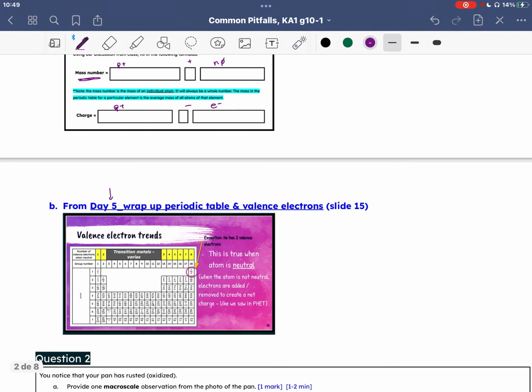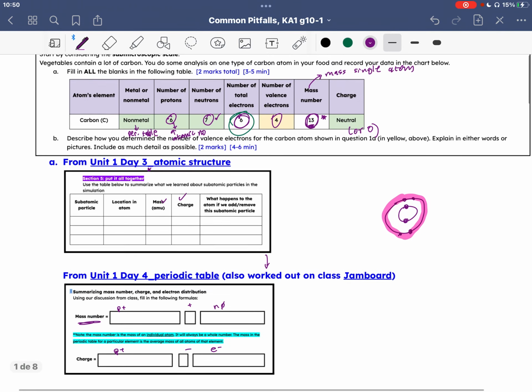The other thing you could have done, and many of us wanted to use this periodic table trend, which was great, but you had to mention that this worked because the atom was neutral. This is only true when the atom is neutral. Once you start adding or removing electrons, you're usually trying to reach a full shell, so your number of valence electrons wouldn't work. So in order to get a complete explanation, if you mention the periodic table trends, you also mentioned that I could use this periodic table trend because my atom was neutral, which I saw right here.